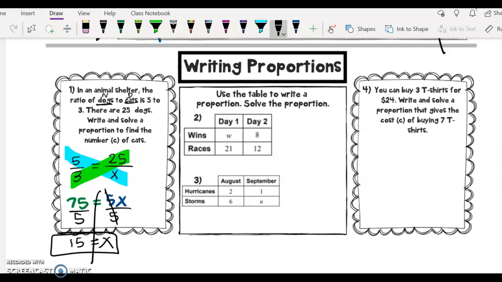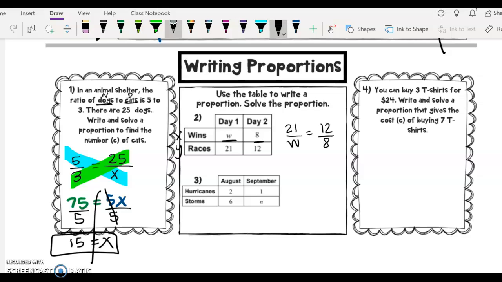All right, so now we're going to use a table to write a proportion, and then we're going to solve for that proportion. Whenever you use a table to write a proportion, I want you to practice writing it as y over x. So we end up flipping it. So we have 21 over w, this is the fraction bar, equals 12 over 8.